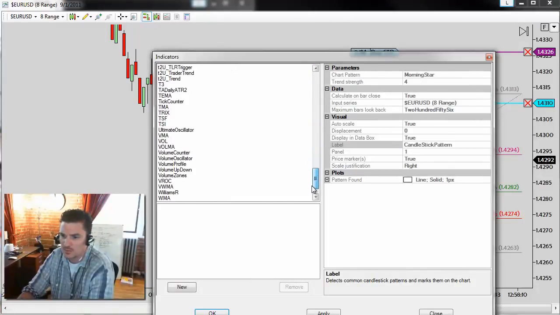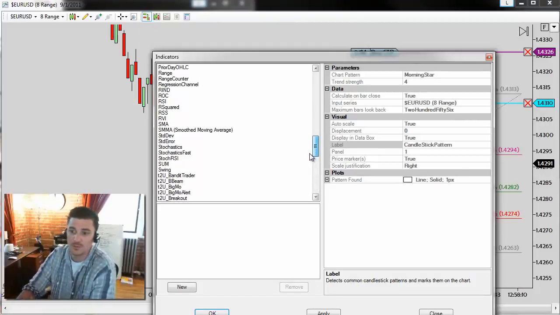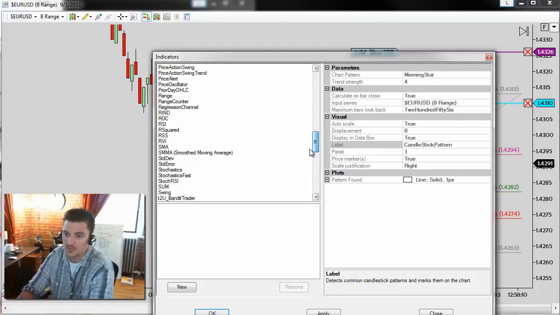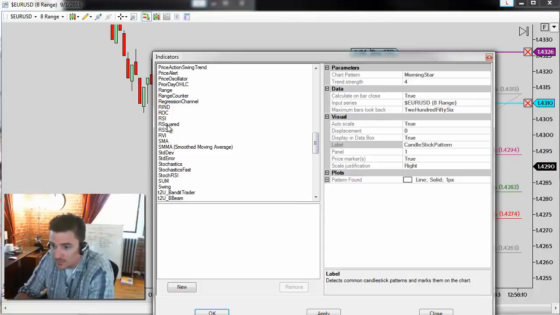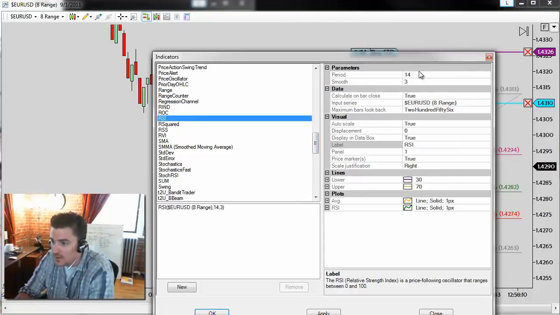Again, I'm using the NinjaTrader platform here. You guys who are signing up will have the ability to download this platform. It's free, and you get a free data feed so you can play around with it. It's a really great platform. Let me find it. I'm talking and I can't talk and look at the same time. There's my RSI.